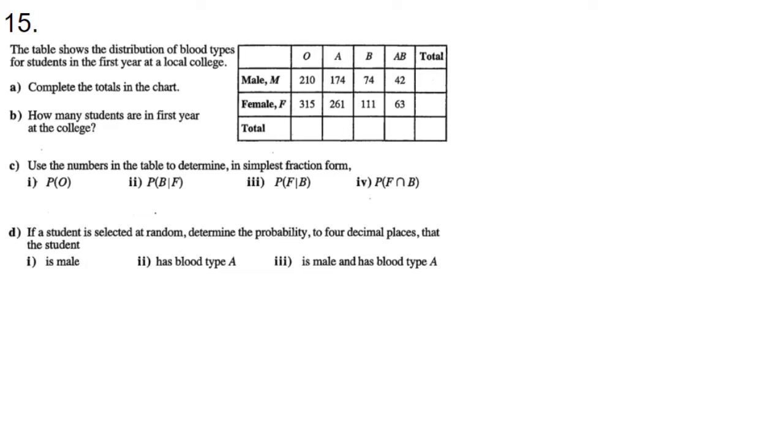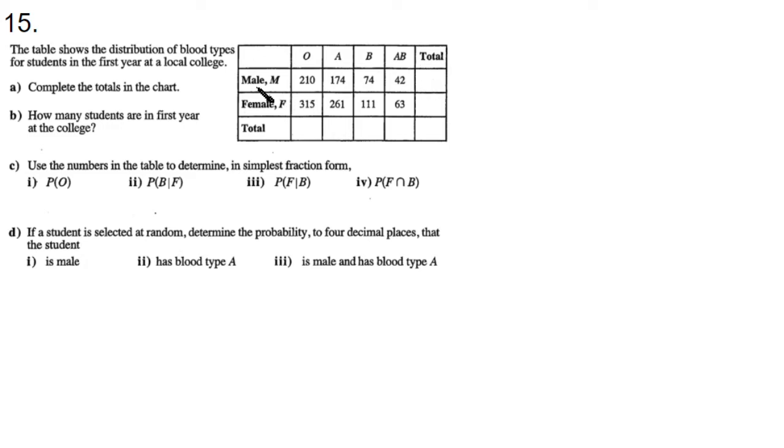This is question number 15 from the probability assignment. The table shows the distribution of blood types for students in first year at the local college. And in A, they want us to complete the totals in the chart. So it's just a matter of adding up the rows here to get a total.